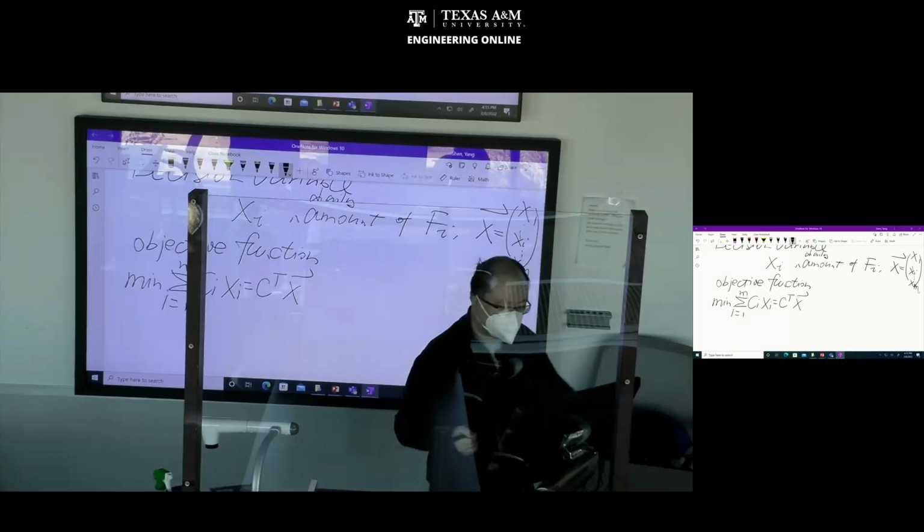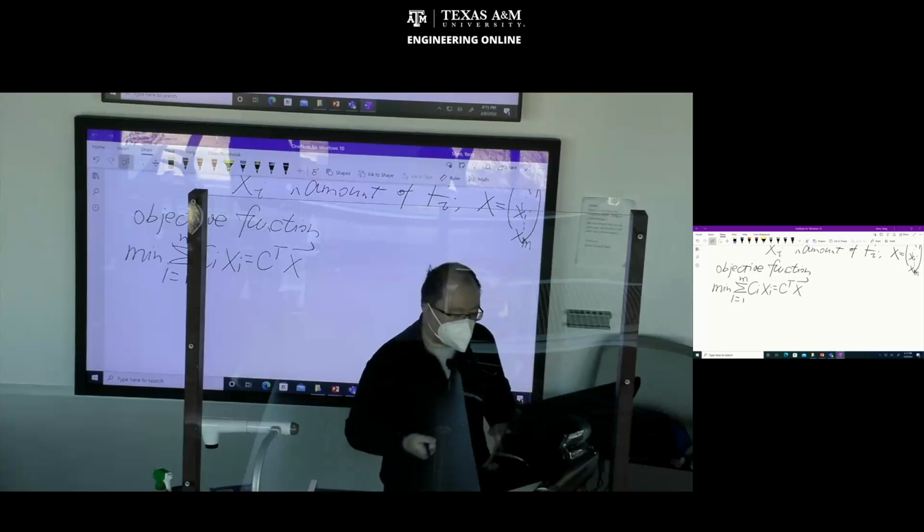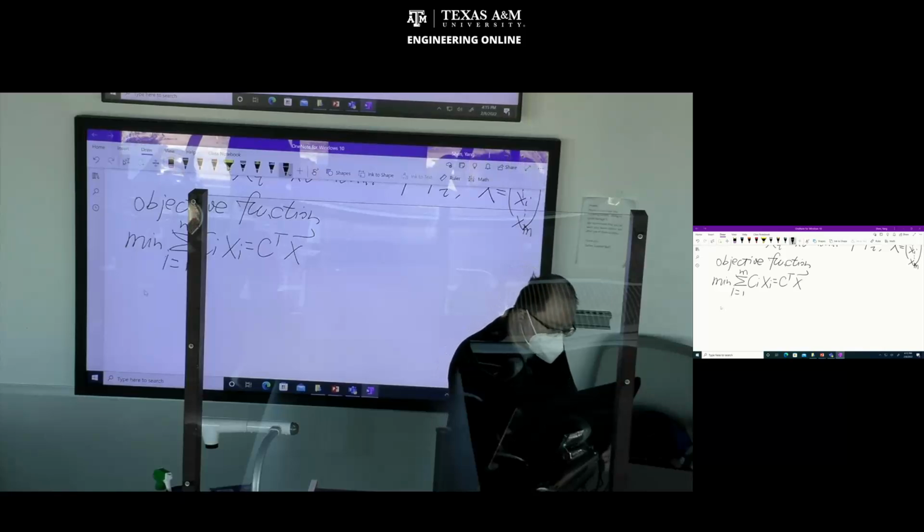So I probably should swap the notation, because usually we say that X is in dimension N and there are M constraints. Apparently here, we're a little bit different. Okay, so what are the constraints?